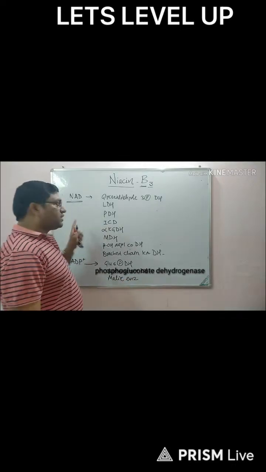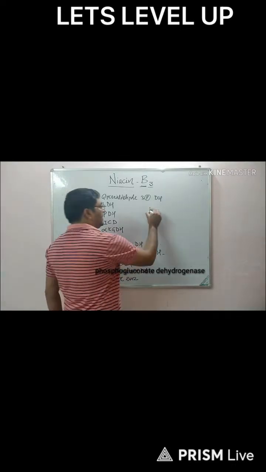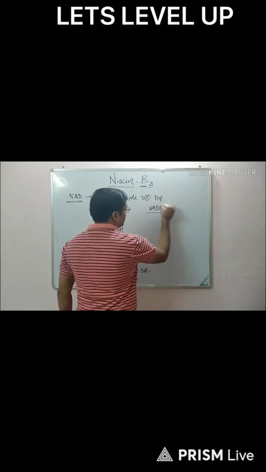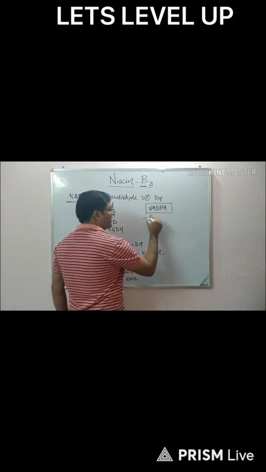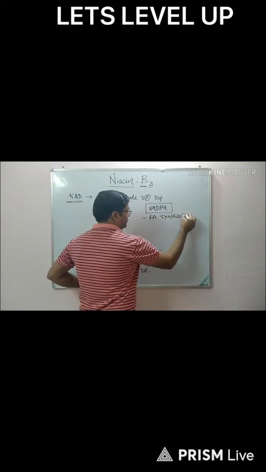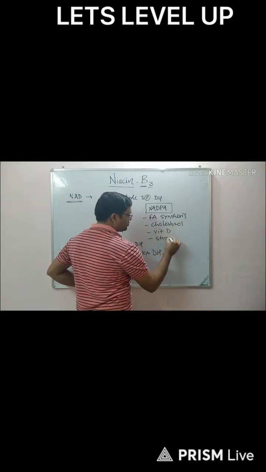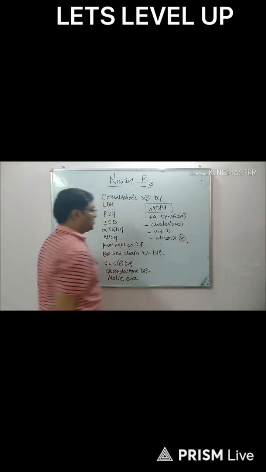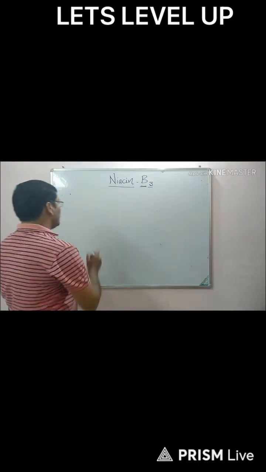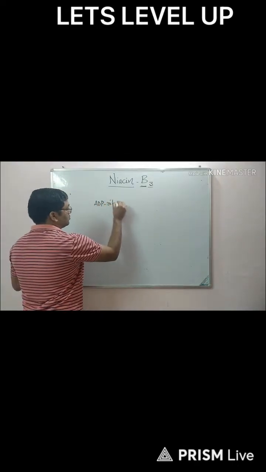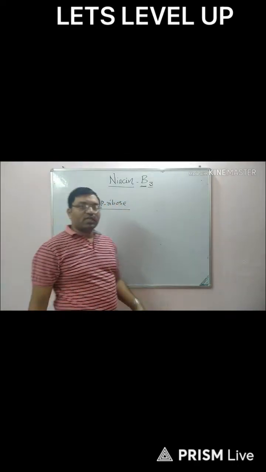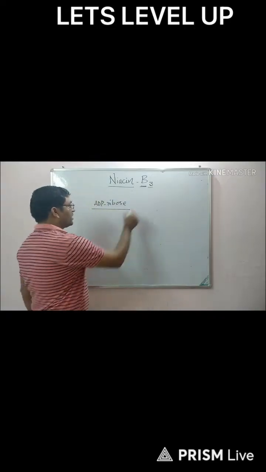So these are the enzymes which require NAD and NADP as a coenzyme. Then NADPH is required for a number of reductive biosyntheses. For example, it is required for fatty acid synthesis, cholesterol synthesis, vitamin D synthesis, synthesis of steroid hormones, etc. NAD and NADP are also required for the supply of ADP ribose, for ADP ribosylation of protein and poly ADP ribosylation of nucleoprotein in various DNA repair mechanisms.